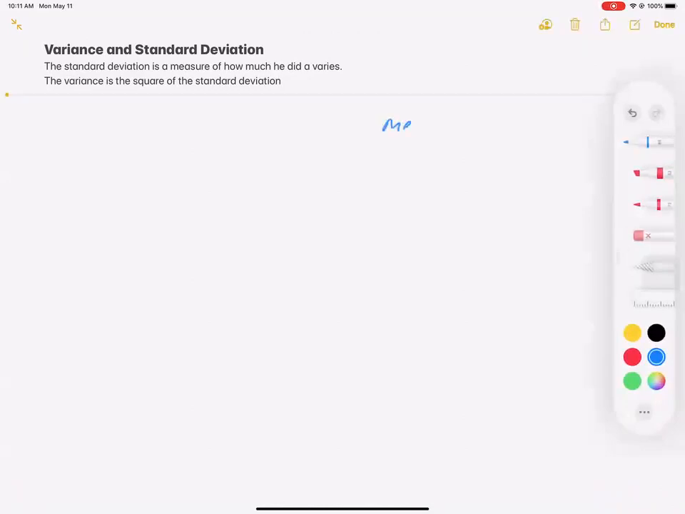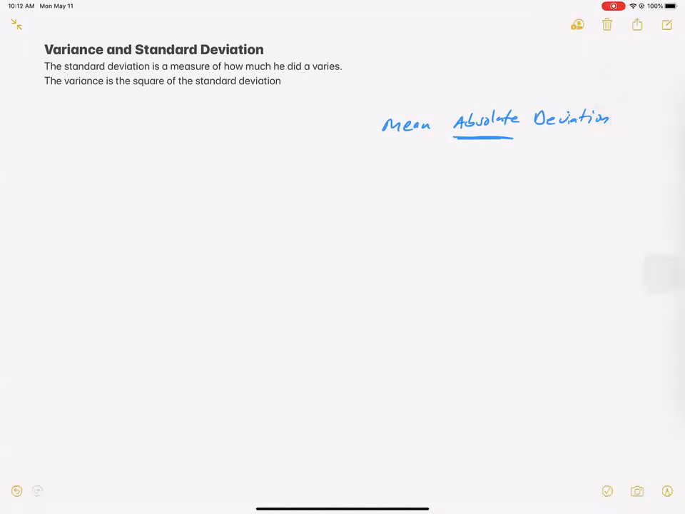Our mean absolute deviation. But today, we're going to change. Instead of using absolute, we're going to use a square. And that's going to give our numbers a little bit of a different look. And we'll talk about how to apply these later on.